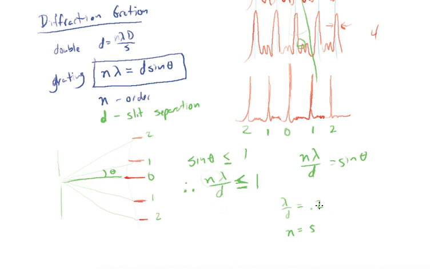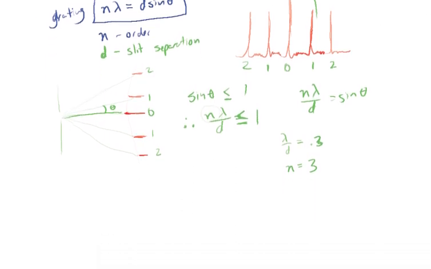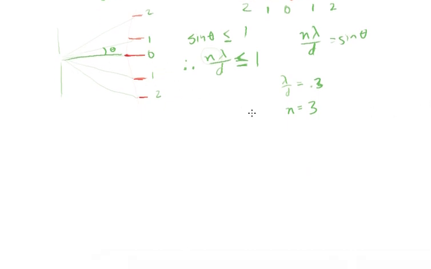And in fact, let's say it was 0.3, then you could have n equal to 3. Let's go with that one. Let's not worry about actually hitting that edge case. It gets a little tricky there. So if lambda over d equals 0.3, then n couldn't be more than 3, because 3 times 0.3 is 0.9, and if we go up to 4, we've got 1.2, and that makes n lambda over d greater than 1, and we can't have that. And so if that's the case, you could then tell me how many of these bright fringes there are. Our maximum order would be 3.